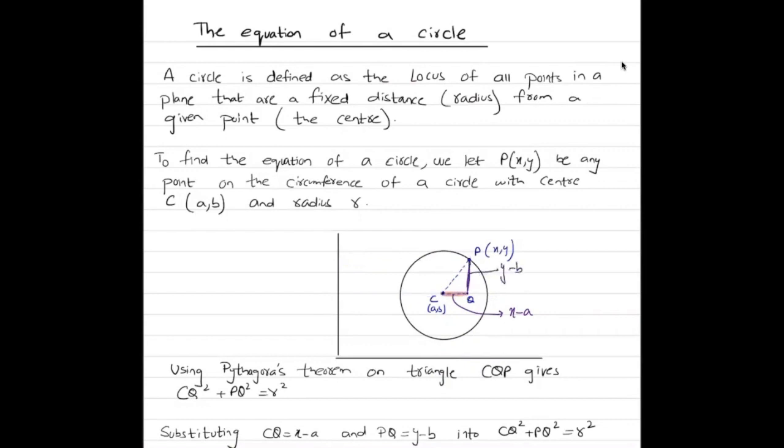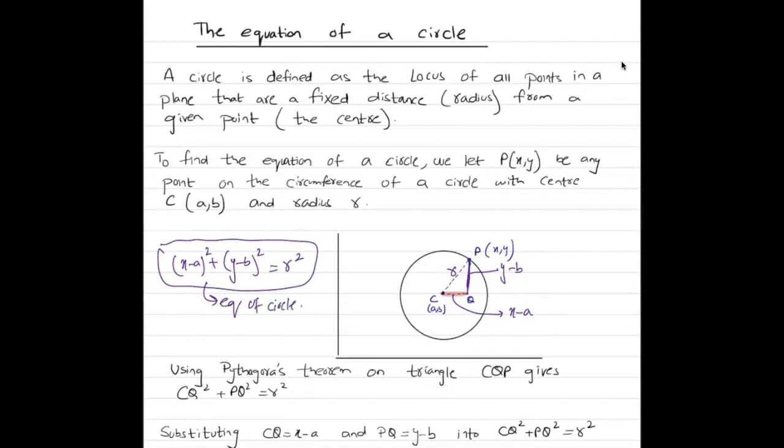Now it's a right angle triangle, so it must satisfy Pythagoras theorem. The square of this length plus the square of this length should be equal to the square of this length. So X minus A the whole thing square plus Y minus B the whole thing square equals R square. This is defined as the equation of the circle.